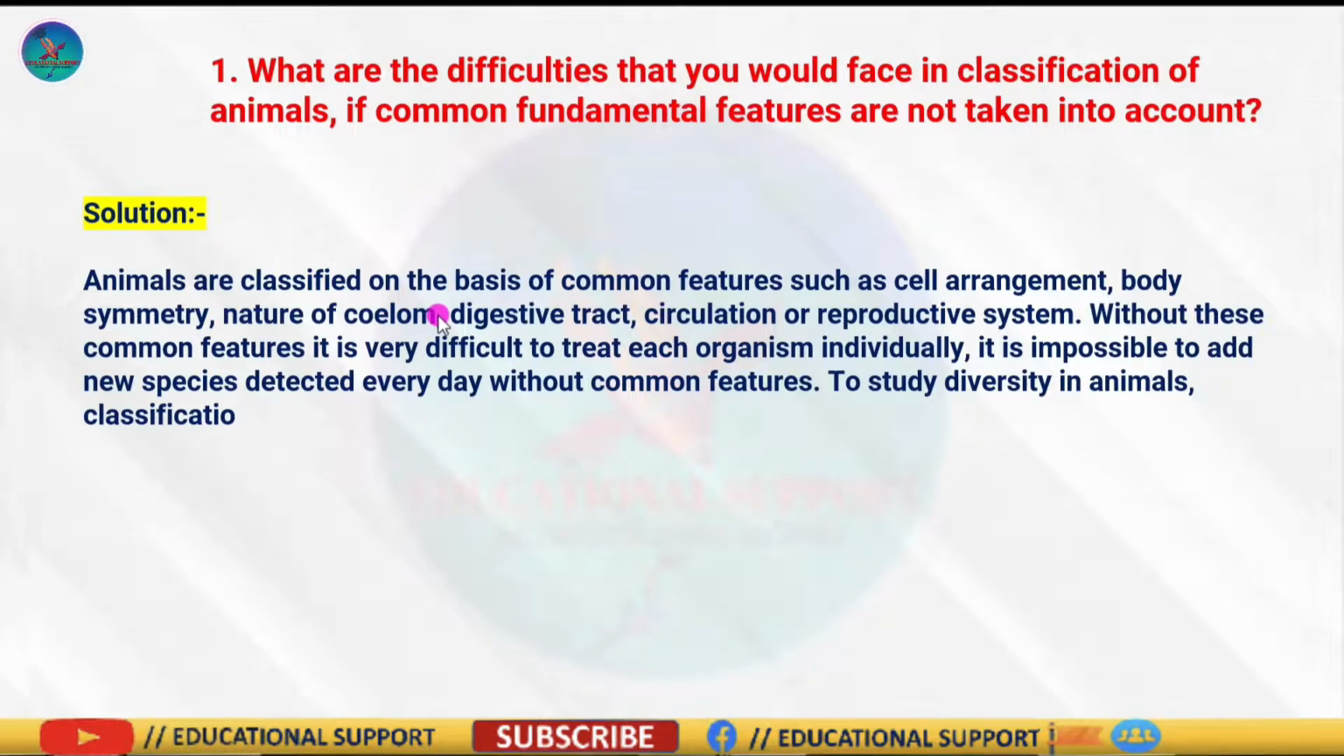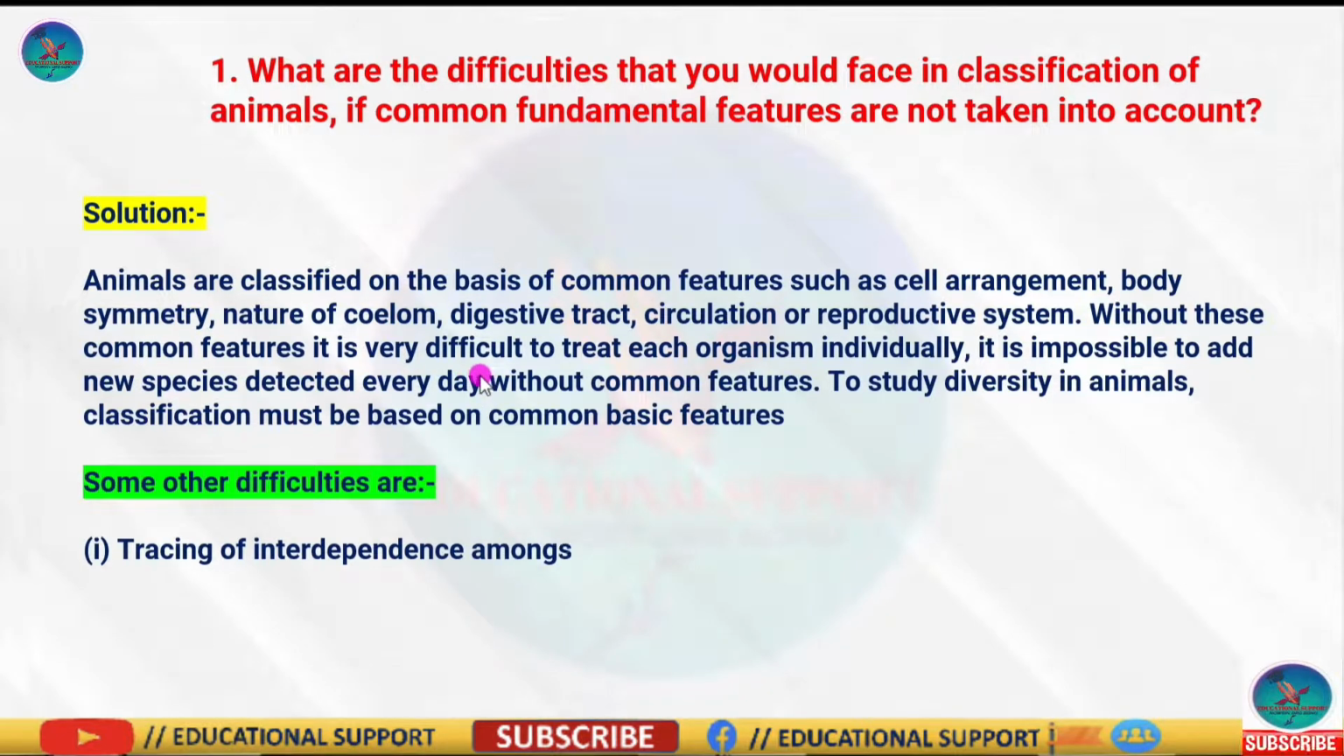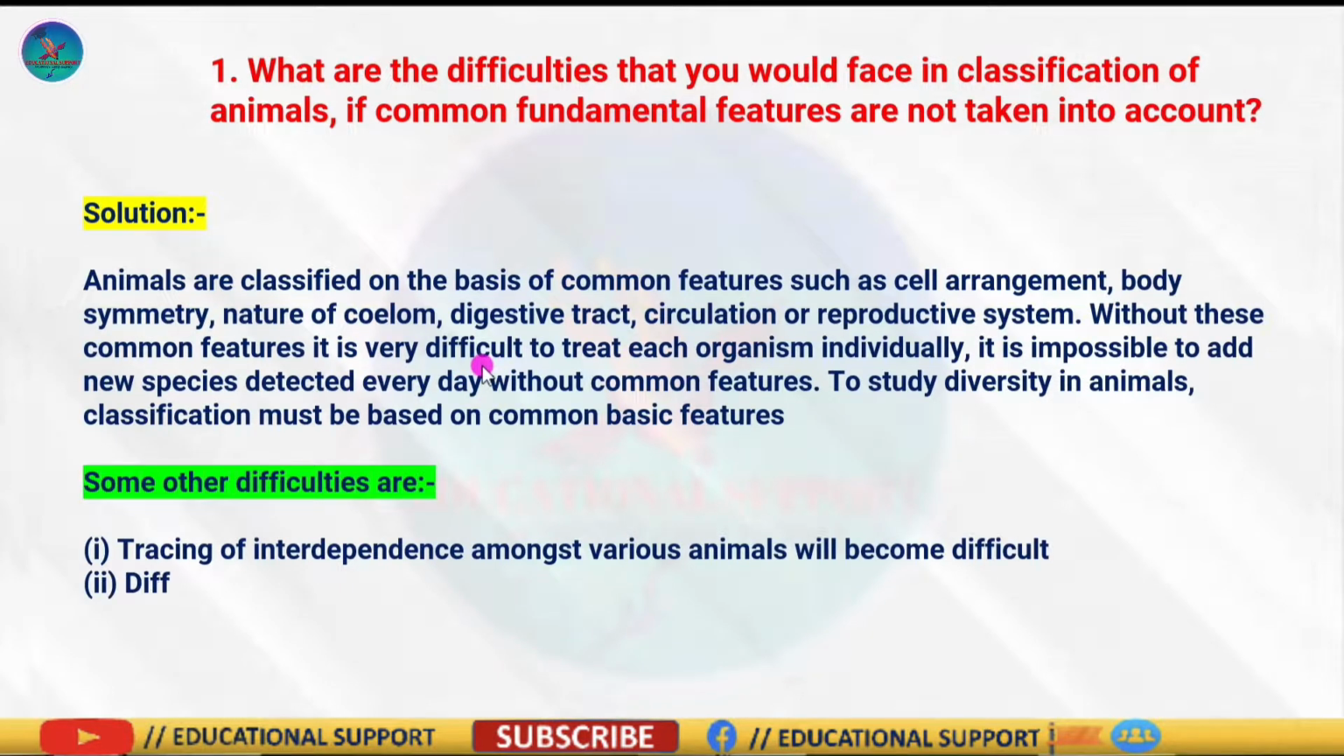Classification of animals is also important in comparing different organisms and judging their individual evolutionary significance. If only a single characteristic is considered, then this objective would not be achieved.